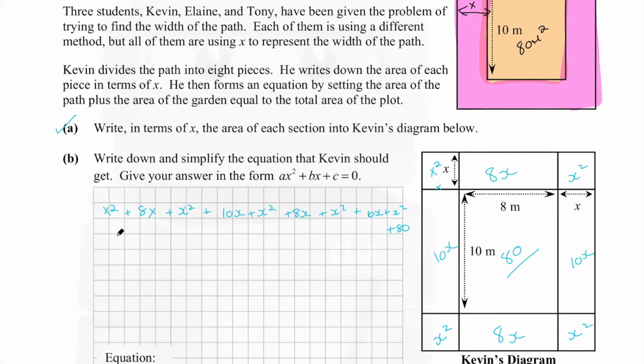So that's going to be important. Now they say to simplify. Simplify means identify the like terms. So I'm going to highlight all of my x squareds. There's an x squared, there's an x squared, and there's an x squared.